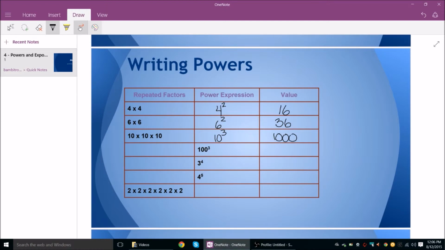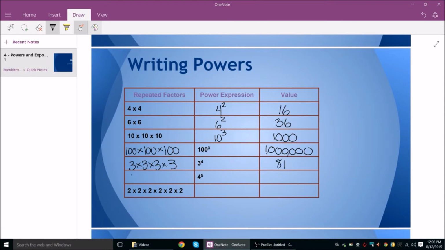On these ones, we're starting with the power expression, and we're going to write the repeated factors. So I should have 100 repeated 3 times, and that would equal a 1 with a lot of zeros after it. It should have 6 zeros, 3, 4, 5, 6, which means we're looking at 1 million here. Here we've got 3's being repeated 4 times, and that equals 81.